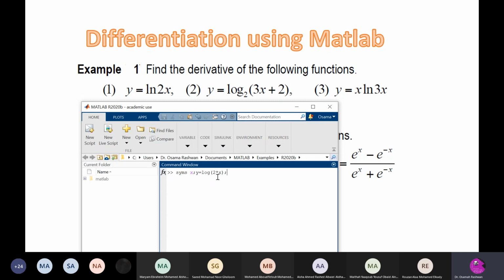Now I defined x and defined y. Let's go for the action. What is the command for the first derivative? It is diff, open bracket, y. I differentiate y. If you would like to differentiate y, for the first derivative you write 1, for the second derivative you write 2. But if you leave it as just diff y, it will give you the first derivative. So the derivative of this one, as we solved it, is exactly 1 over x.